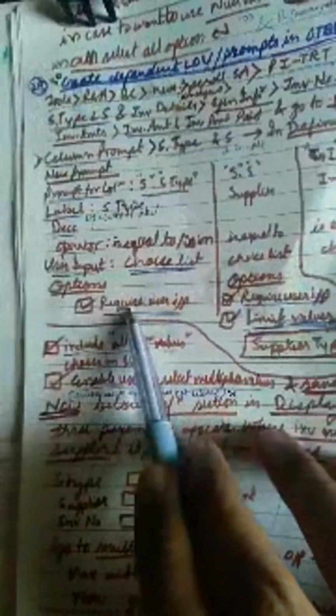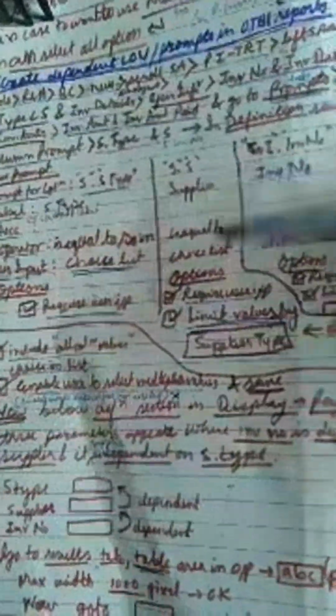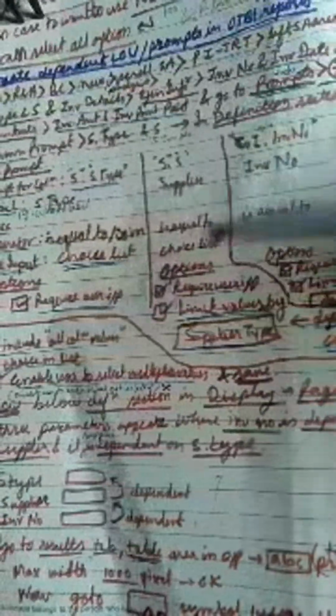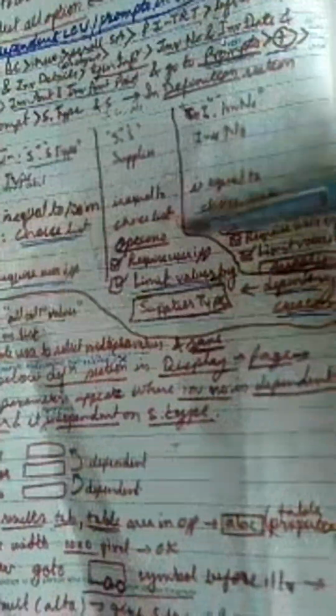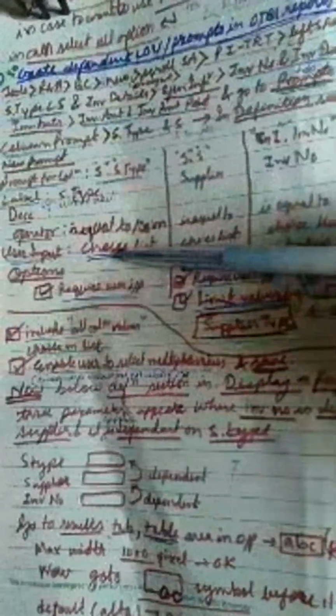For this one you have to make sure that require user input is present. Otherwise, because there is a dependency, we have to make sure that the user includes some value here. Then in the supplier, you go through the same thing, you write the same thing here, and in the options you have to make sure user input required and limit values by supplier type are checked, because my supplier name should be dependent on supplier type.